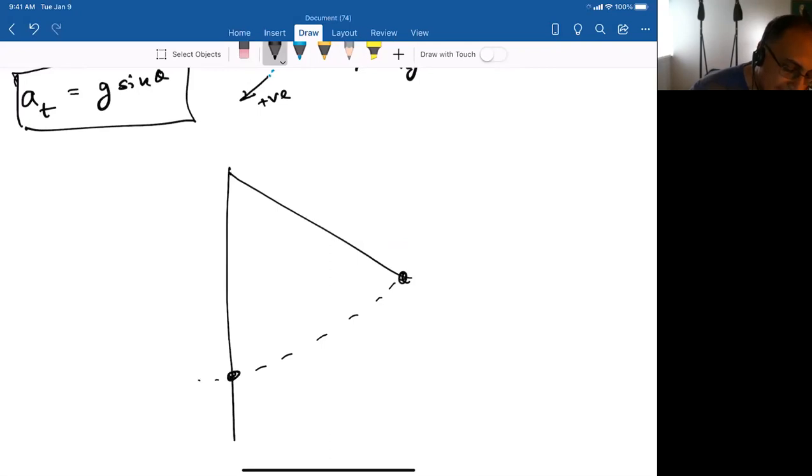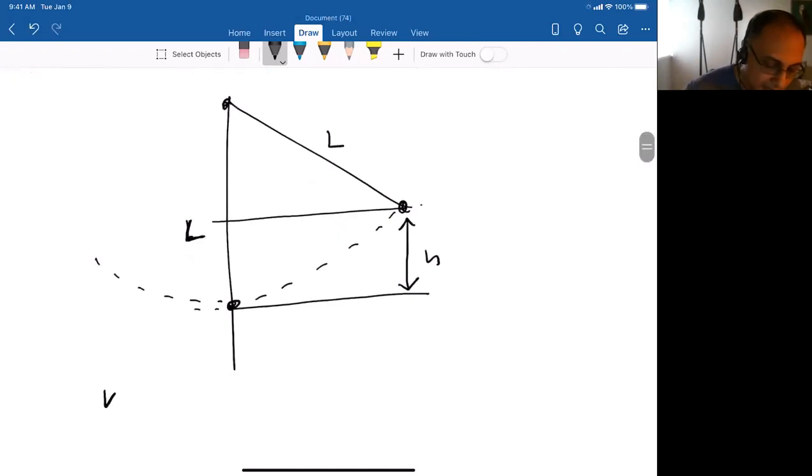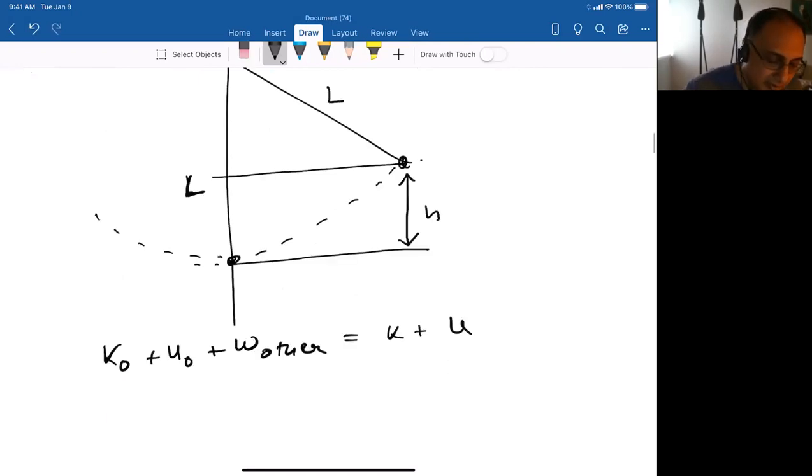So this is a chapter 6 and 7 question. How would we do it? We need to know the difference in height, so let this height be h. This is L, and this is also L, the radius of the circle. So K naught plus U naught plus W other equals K final plus U final, right? This is just a review of what we did yesterday. What's the initial kinetic energy at location A?